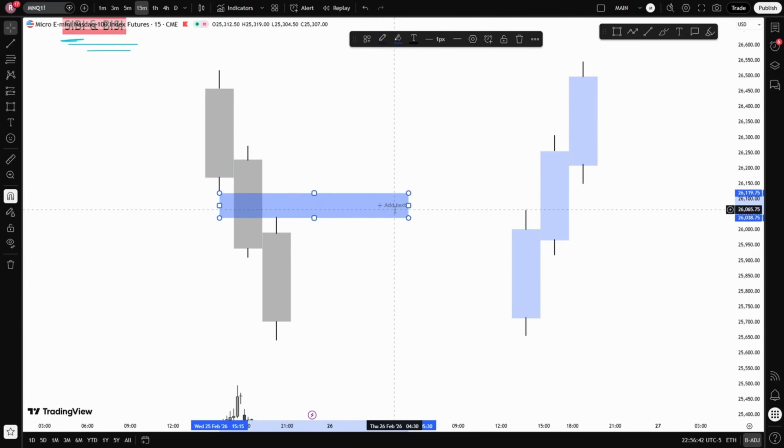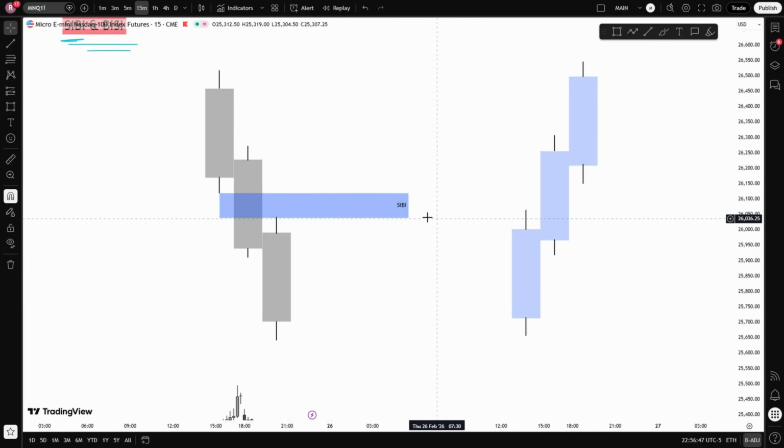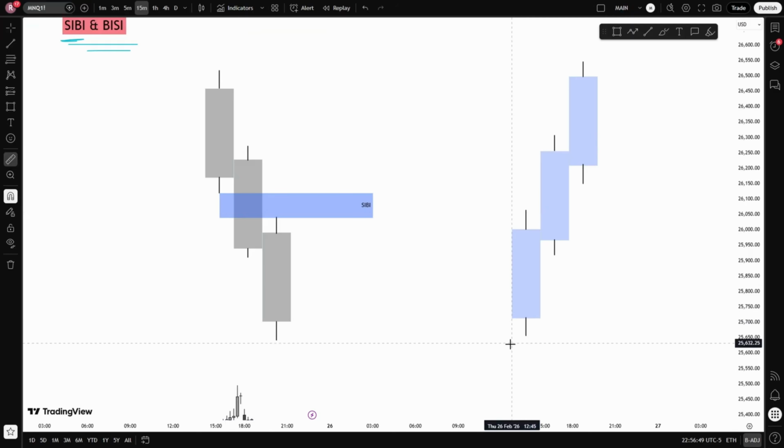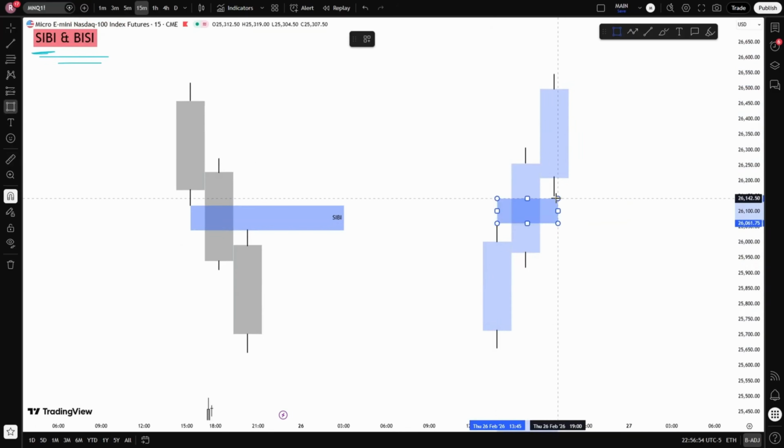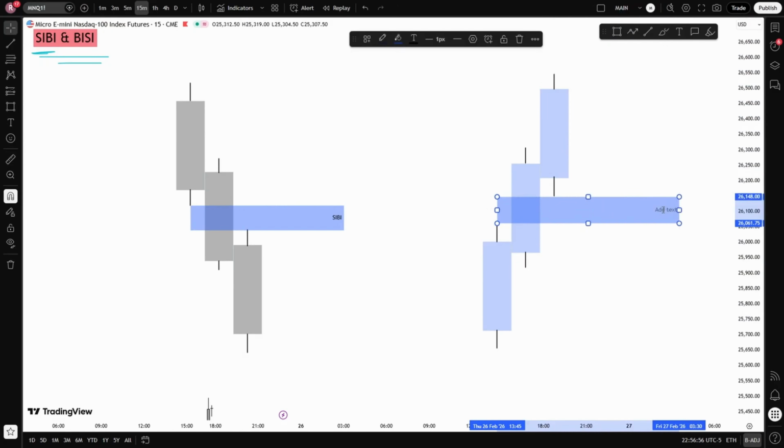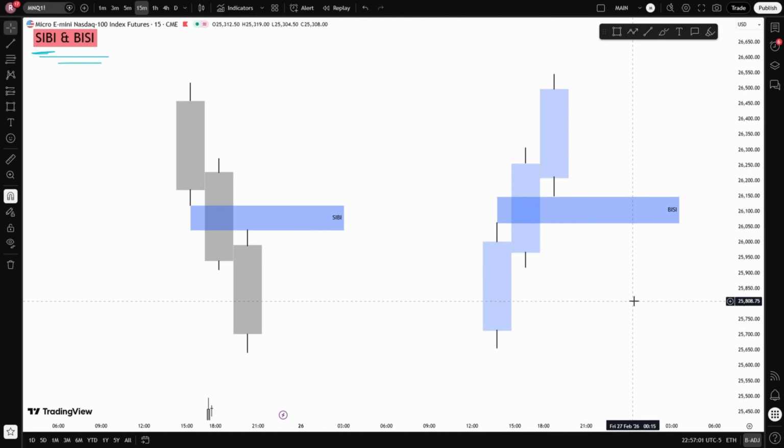On the other hand, a BISI stands for buy-side imbalance, sell-side inefficiency. That means aggressive buying occurred, but there was not enough selling to properly balance price. So price displaced higher and left an inefficiency behind. In simple terms, a BISI is a bullish fair value gap, so you do not need to overcomplicate it. A SIBI is a bearish imbalance. A BISI is a bullish imbalance. They are simply different names describing the same concept of fair value gaps, just from the perspective of which side of the market was aggressive.